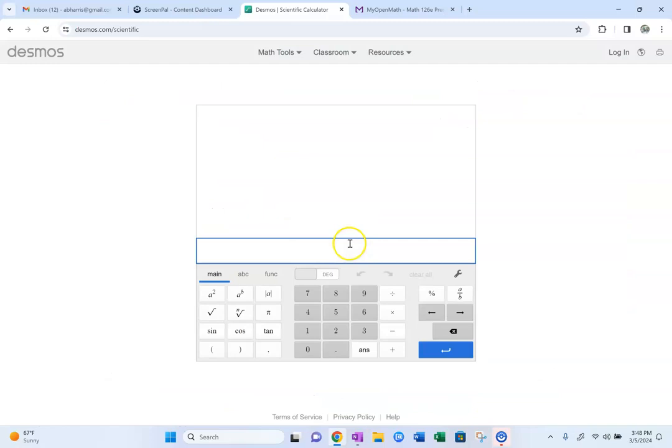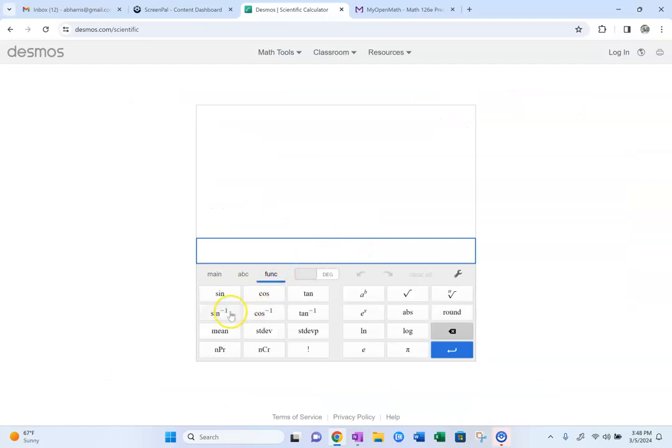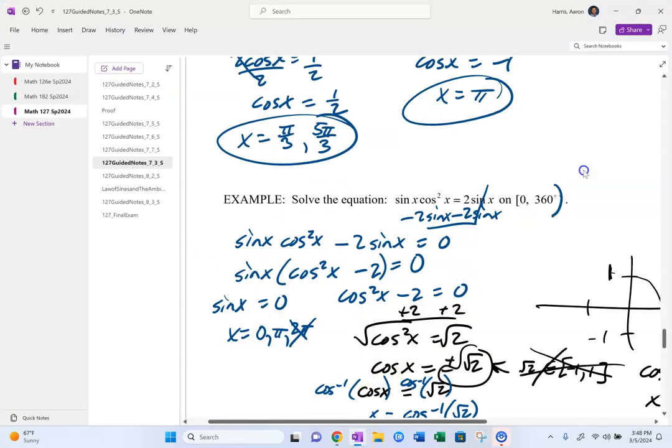If we take the arcsine of square root of 2, see how it's undefined? Same thing if we'd have done the arcsine of negative root 2, also undefined. All right, so no solution from that one. Come back here, we'll flip over my device.